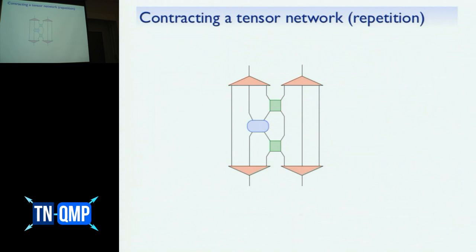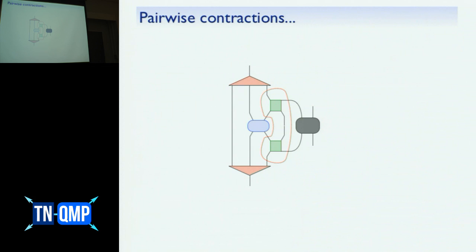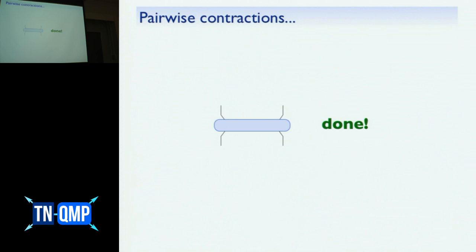And the way we do this is by a pairwise multiplication of tensors. So for example, we can start with these two tensors here and then multiply them together, resulting in this tensor. And then you can take the next two, multiply them, and get this tensor, and so on. Right? And then you can go on until the whole network is contracted, resulting in this tensor here.